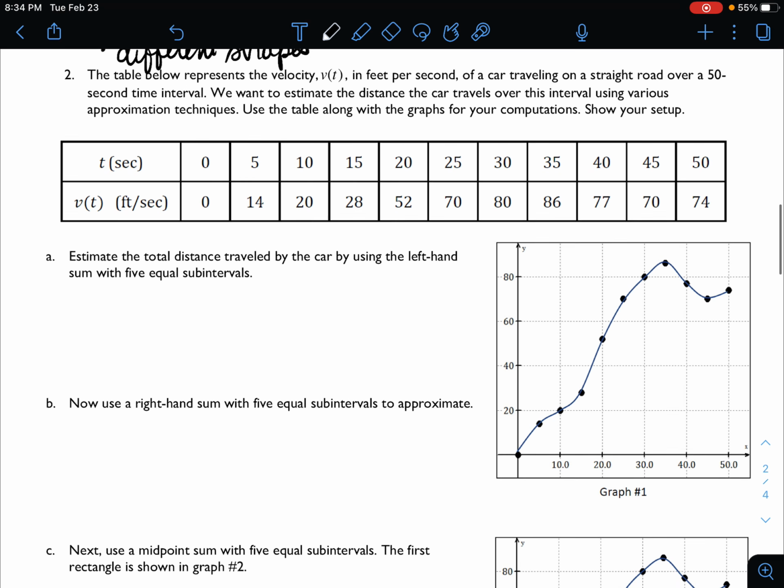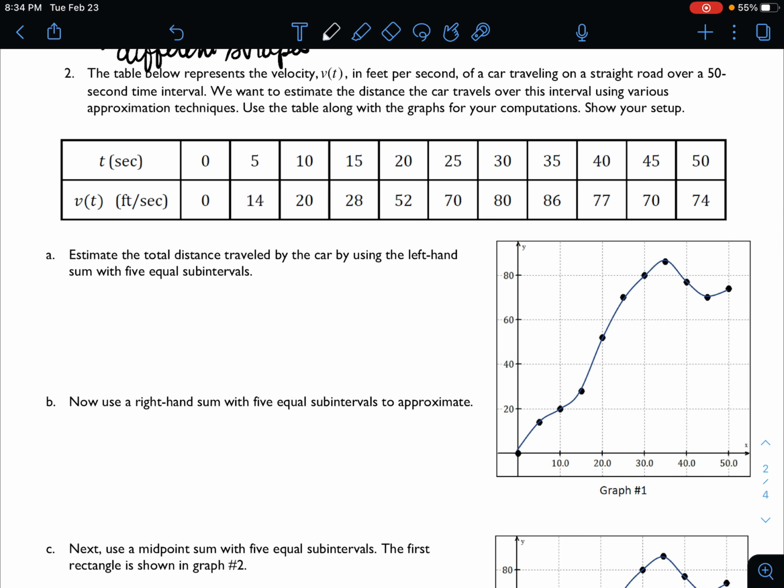All right, so in number 2, we have a table that represents the velocity in feet per second of a car traveling on a straight road over a 50-second time interval. We want to estimate the distance the car travels over this interval using various approximation techniques. And so we'll use the table as well as the graphs. So most often on these problems, you are going to have a table, but since we're still setting up this concept, we're going to use the graph as well.